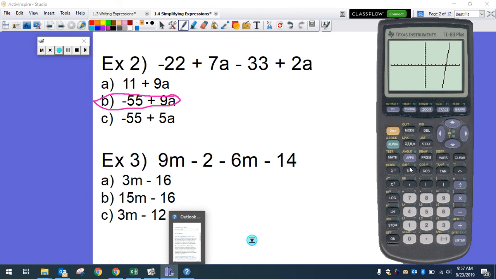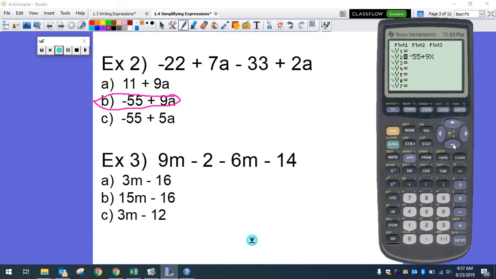All right, let's do example 3. 9m, but again, I can't use an m, so I'm going to use an x. 9x minus 2 minus 6m, but I'm going to use an x, minus 14. And let's graph it.